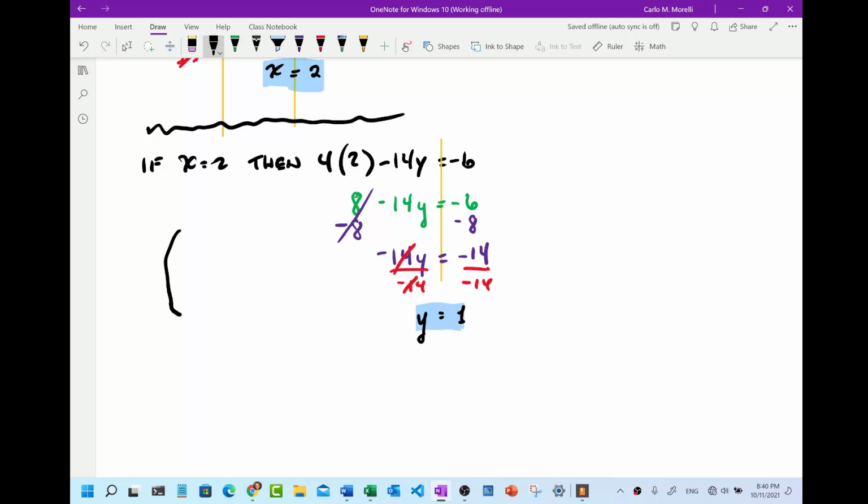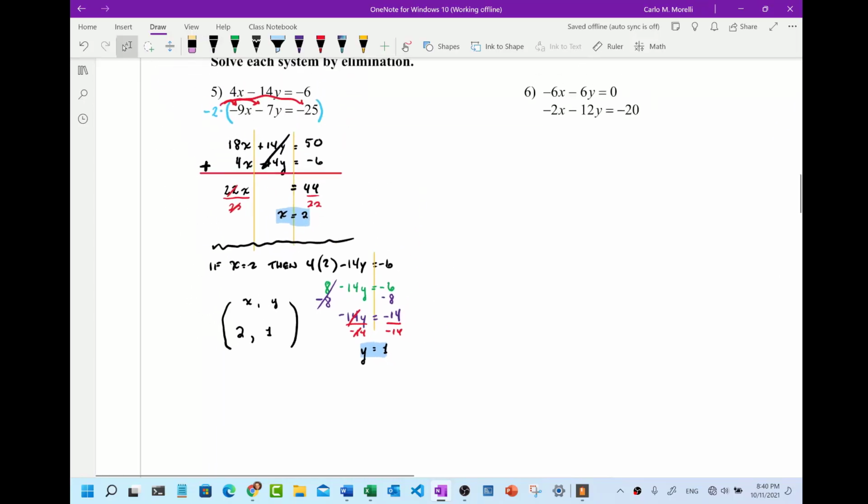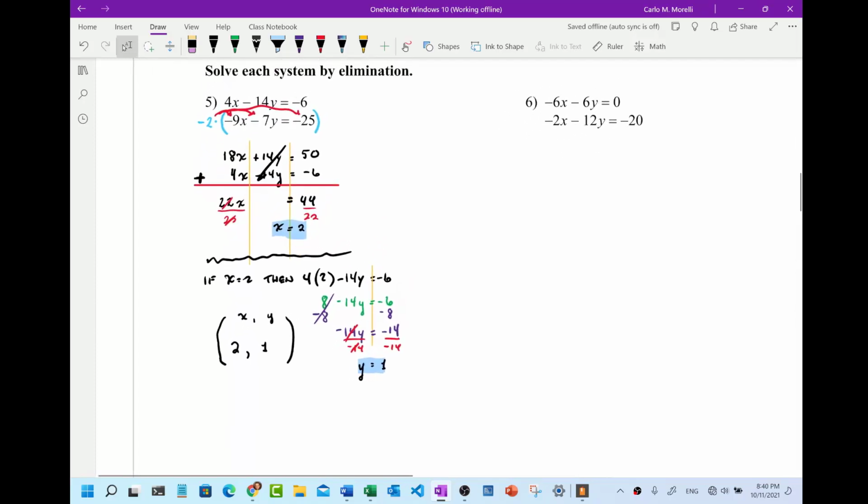Quadrant 1, right? Top right. So x comma y, we have 2 comma 1. That's where those lines intersect. All right, that is the answer to number 5.